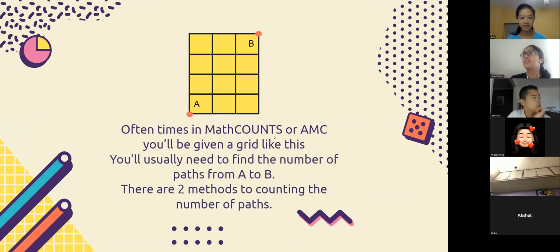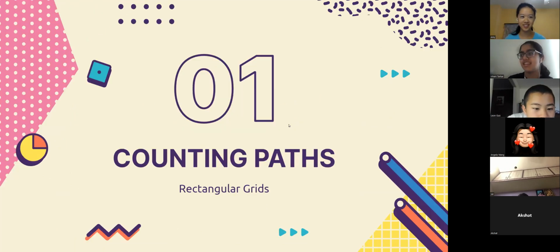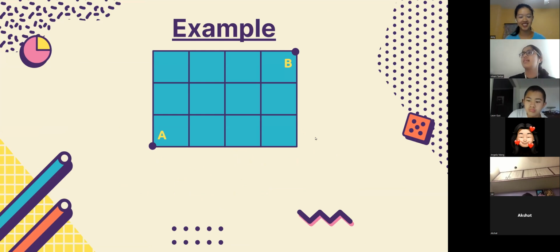There are two methods to counting the number of paths, but we're only going to be going over one. There's one that uses combinations and permutations, but today we're going to be going over the easy method. A fun method. Okay, so this is the example problem.